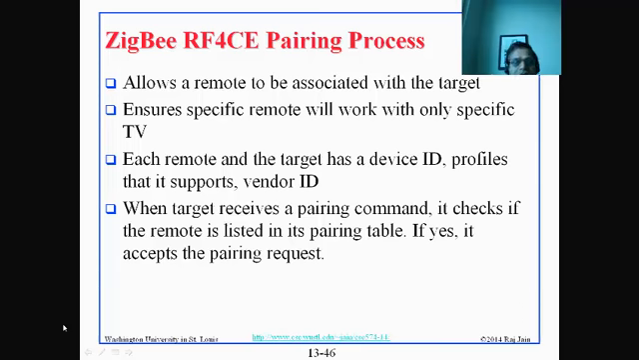So there are many different ways of pairing. One method is that you push buttons on both the devices at the same time. If you push the button on both devices at the same time, then they will pair with each other, they will look for each other, and they will find each other. There are methods where you put some number on one, just like you do on Bluetooth, and put that number on the other one. So each remote has an ID, etc., and then when you receive the command, it checks if it is allowed. If it is allowed, then it accepts it, otherwise it rejects it.